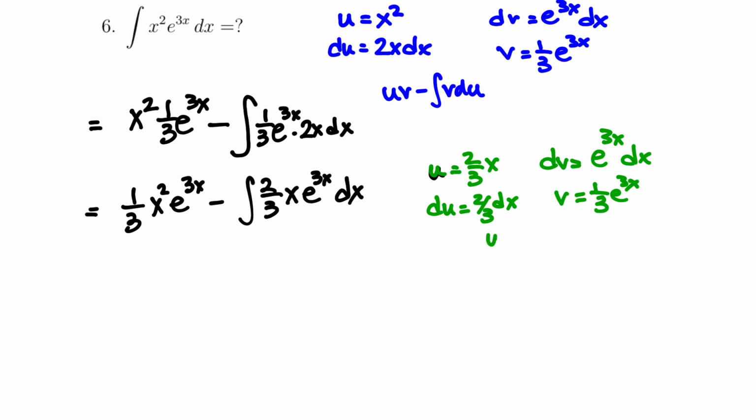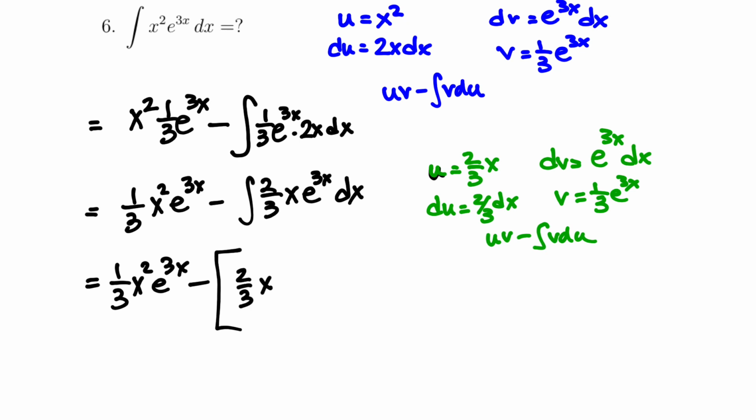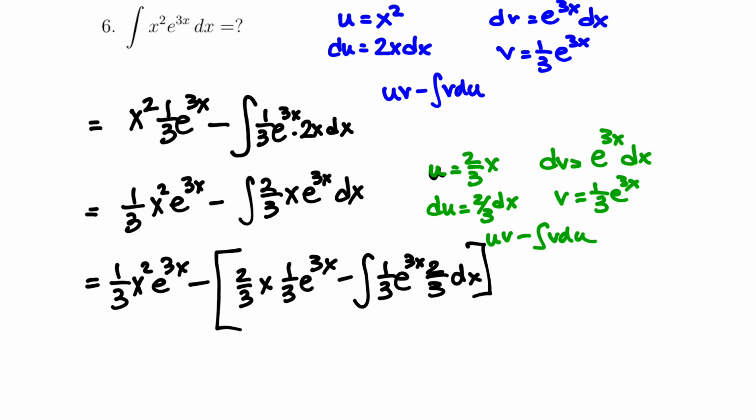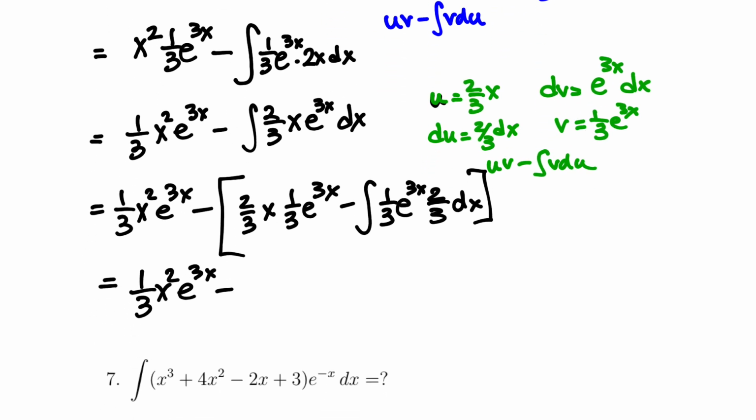So now we go uv minus the integral of v du again, leaving the first part as it was, 1/3 x squared e to the 3x minus. Make sure I put parentheses around this whole thing because I'm doing the whole thing here. uv minus the integral of v du. See if you guys are getting the same thing when we come down here. Again, I like to put all of my coefficients together. So, did you get so far 1/3 x squared e to the 3x minus 2/9 x e to the 3x so far? And then that last bit, I'm going to highlight it.